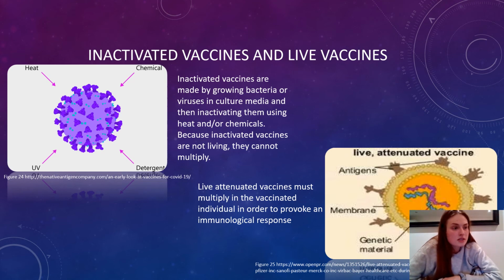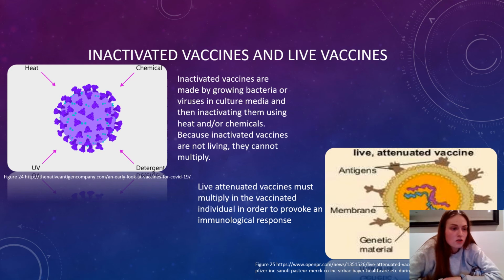Live attenuated vaccines must multiply in the vaccinated individual in order to provoke an immunological response. Once the live vaccine is used, it is given in much smaller doses of the virus or bacteria, which replicates in the body, producing enough virus or bacteria to provoke an immunological response.